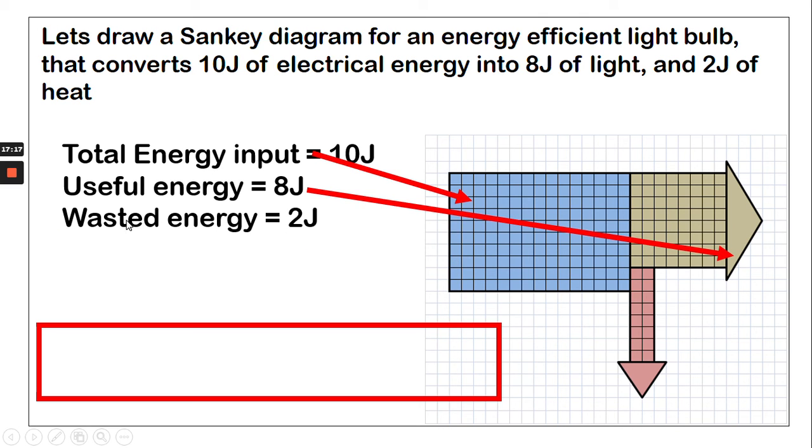And the wasted energy is always this one going out. So going down. So you always have an arrow pointing down, and that is the wasted energy. That is energy that we don't use actually, and we don't really want.